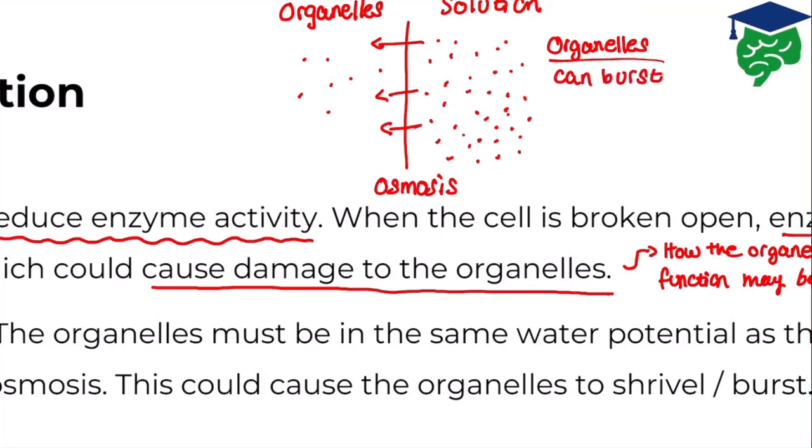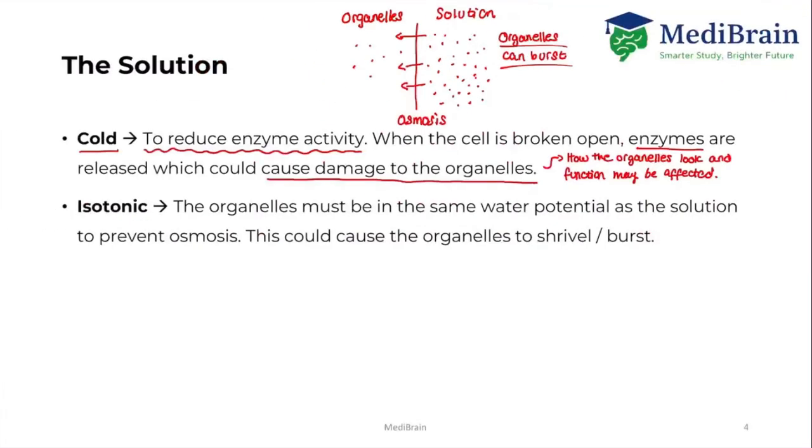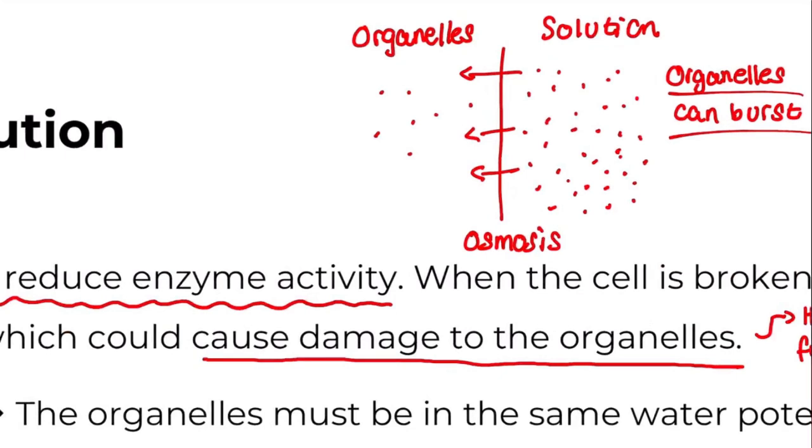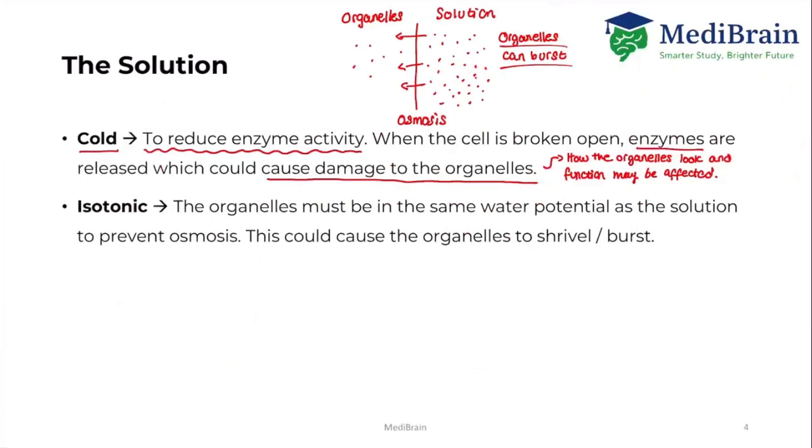And if they burst, we're not able to see the function that we want to. We can't observe the structure in much detail. Okay, and this is the same vice versa. If the solution that we use is hypertonic and it has a very low concentration of water, what can happen is that the water can move out from the organelles into the solution, and that can cause the organelles to shrivel. Okay, and again, that won't allow us to see the structure that we want to see.